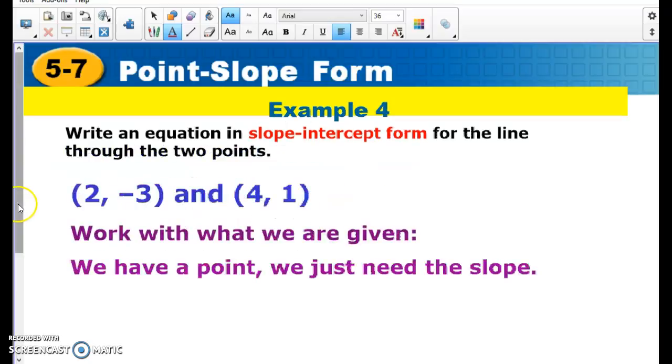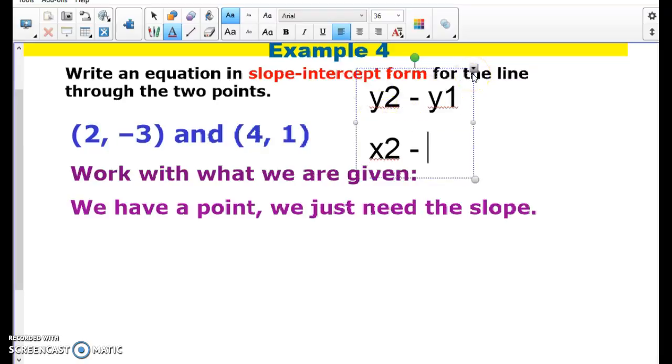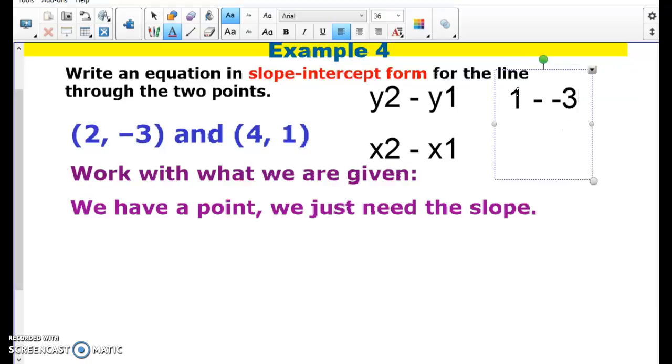The only way that this is going to get harder is when they don't give us the slope. Like this problem here, they don't give us the slope, they just give us 2 points. But we should remember from section 3, we can find the slope. Remember y2 minus y1 over x2 minus x1. We're going to find the slope. So our y's here, 1 minus a negative 3, and then 4 minus 2.